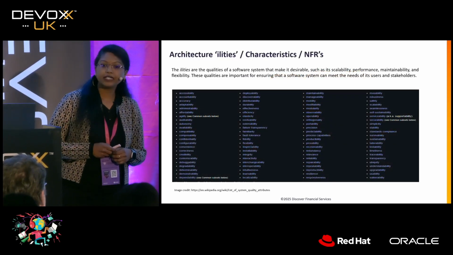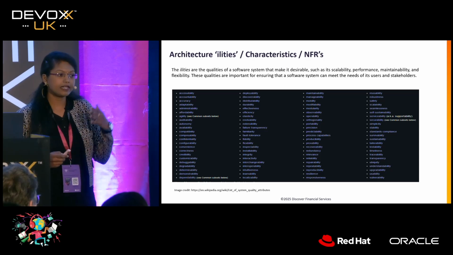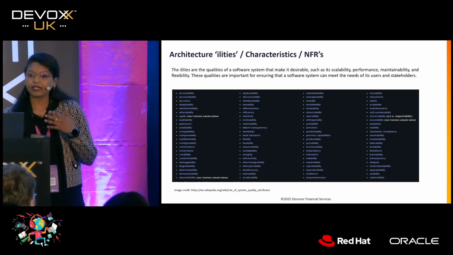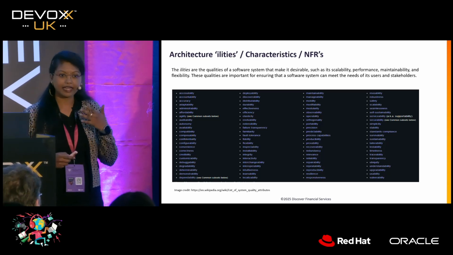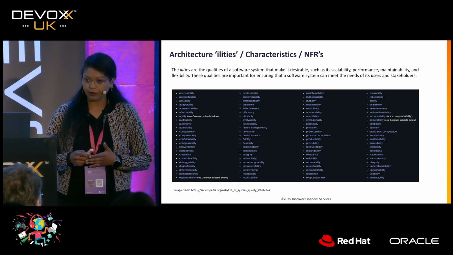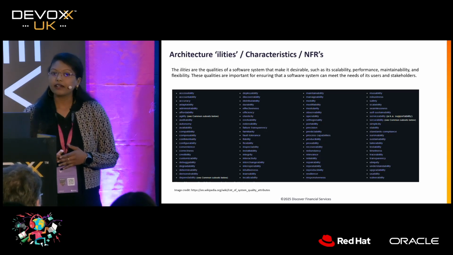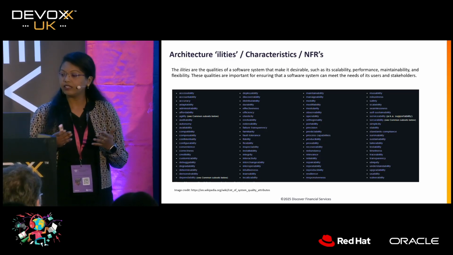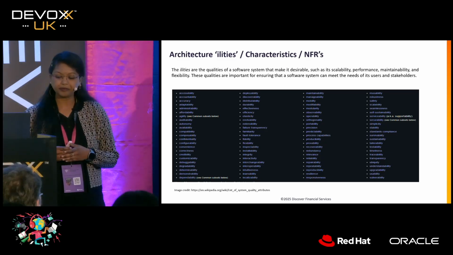So what are ilities? Just like mentioned, there are various software qualities or architectural characteristics that we can say, and some of them we also call non-functional requirements. These are in place to make sure we are building the system desirable for users and stakeholders.